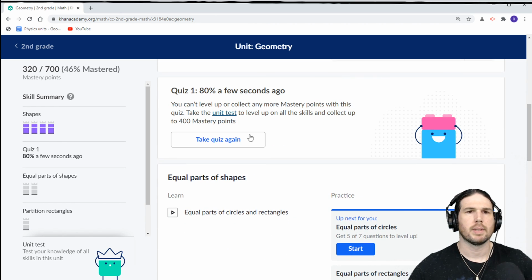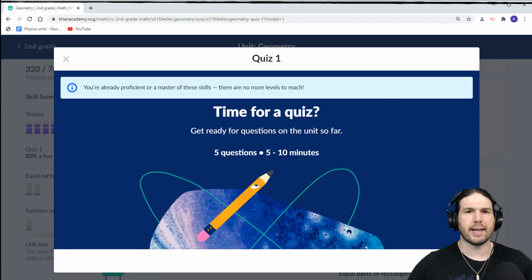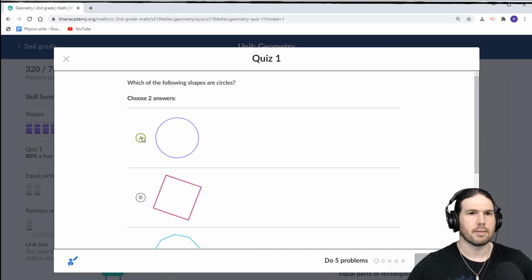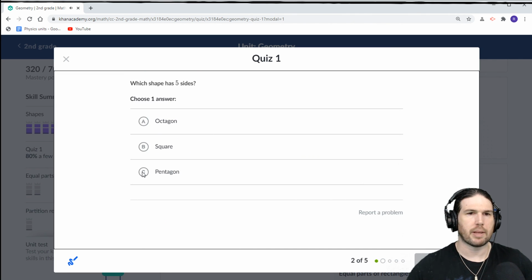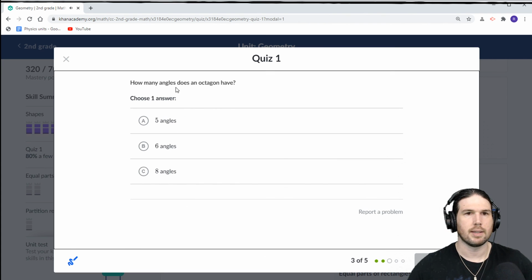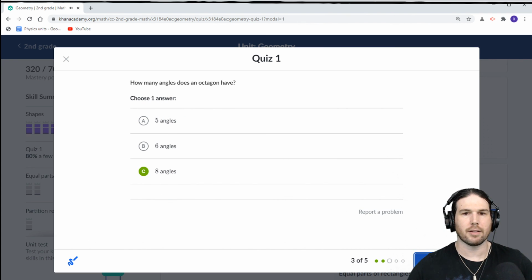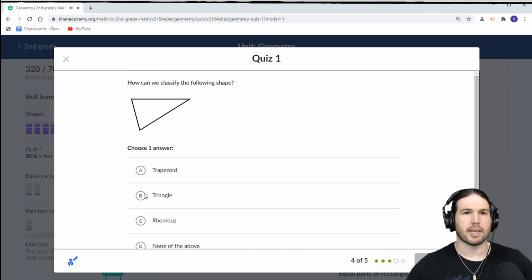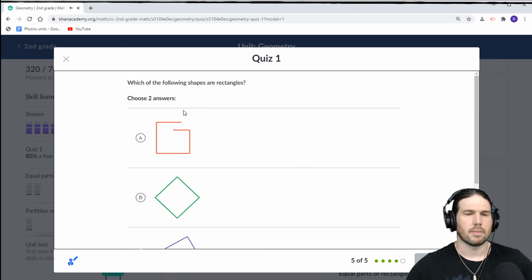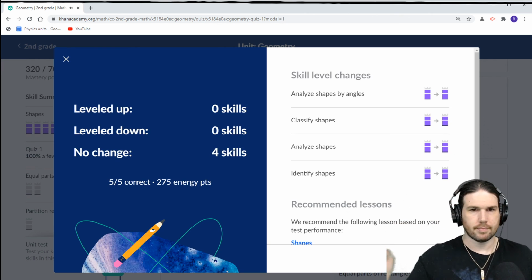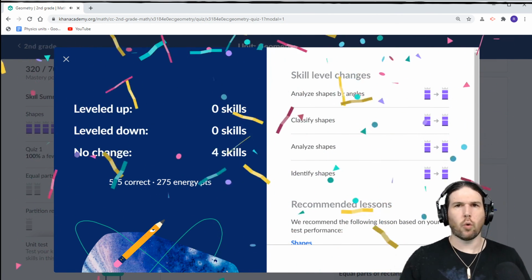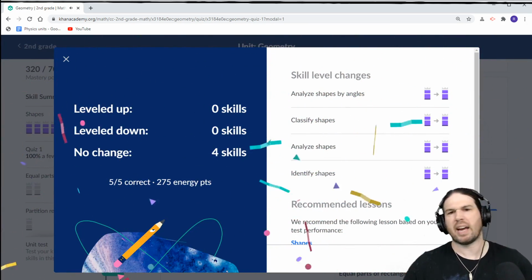Okay. I'm not satisfied with that. Let's go ahead and take it again really fast. That's a circle. That's a circle. Which shape has 5 sides? That would be a pentagon. An octagon has 8 angles. That looks like a triangle. And which of the following are rectangles? That would be B and C. There we go. Because it was a nice, quick, easy 100% to get back, I went ahead and did it again.